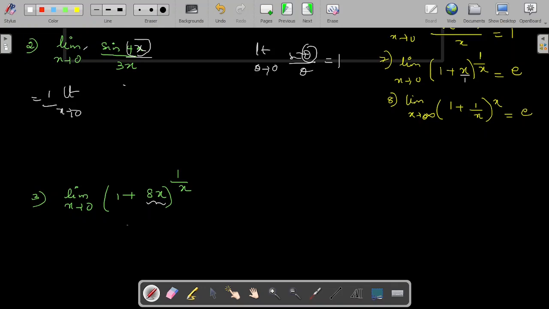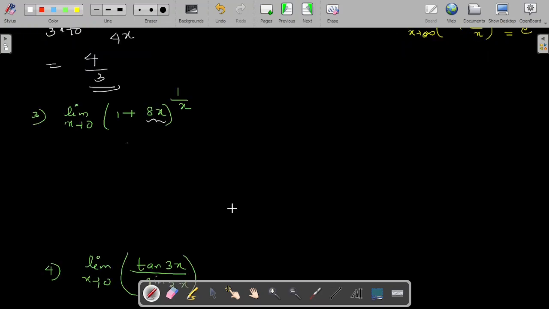So let me keep that 1 by 3 outside. So you will get sin 4x divided by x. I want 4x in the denominator, so multiply by 4 and divide by 4. Now apply the limit. This value is 1, so the value is 4 by the outside value 3. Now see the third problem. Limit x tends to 0, 1 plus 8x to the power 1 by x.